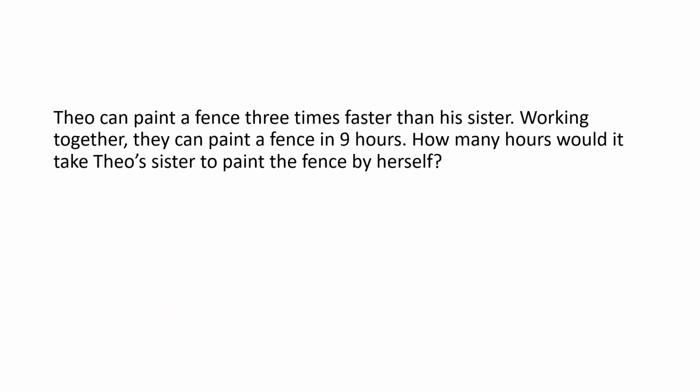Let's try one more. Theo can paint a fence 3 times faster than his sister. Working together, they can paint the fence in 9 hours. How many hours would it take Theo's sister to paint the fence by herself? So here we've got Theo, we've got his sister, and then we have if they work together.